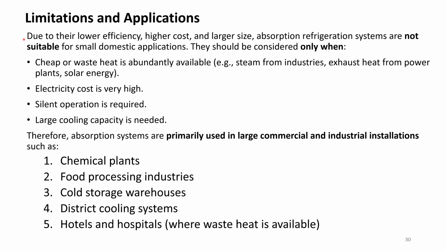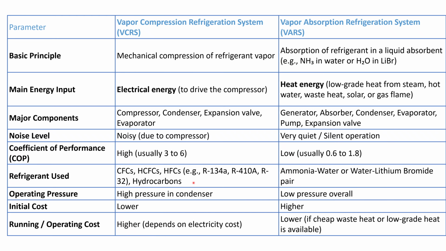However, there are some limitations of the vapor absorption refrigeration system due to its lower efficiency, high cost and larger size. Absorption refrigeration systems are not suitable for small domestic applications. They should be considered only when cheap or waste heat is abundantly available, electricity cost is very high, silent operation is required, or large cooling capacity is needed. However, these are used in these sectors: chemical plants, food processing industries, cold storage warehouses, district cooling systems, then hotels and hospitals.